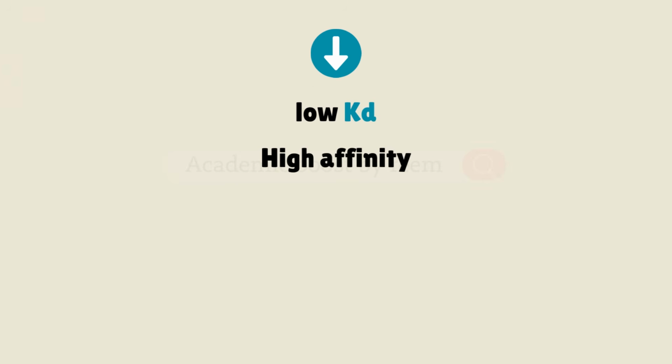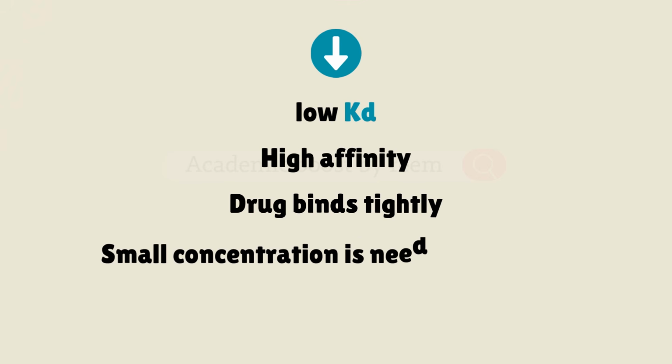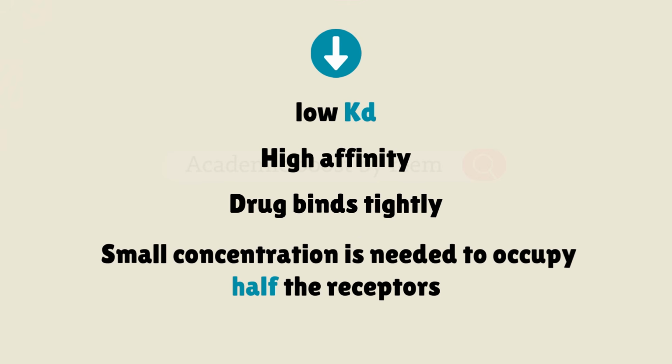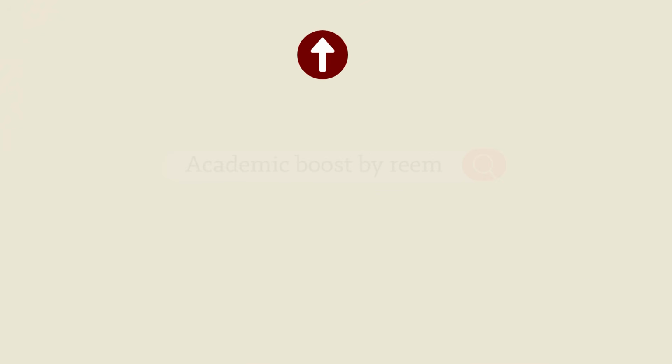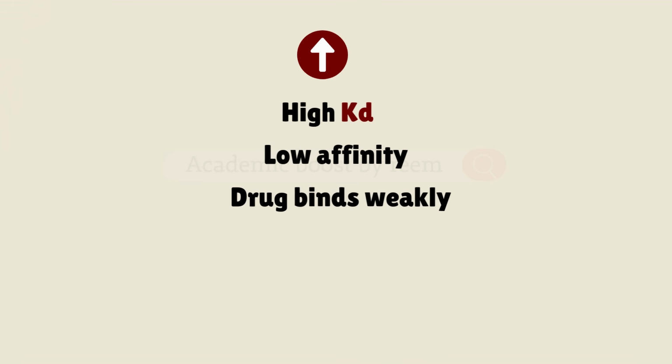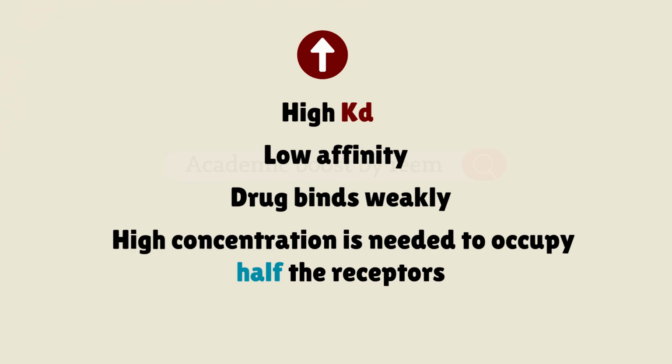So, the rule is when Kd is low, the affinity is high and the drug binds tightly, which means only a small concentration of a drug is needed to occupy half the receptors. Meanwhile, when Kd is high, the affinity is low and the drug binds weakly, which means a higher concentration of a drug is needed to occupy half the receptors.